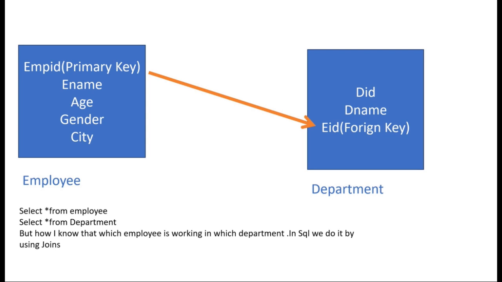Now you can see on my screen that there are two tables. First is employee and another is department, and between these two tables there is a relationship, which is a common field named employee ID or EID.